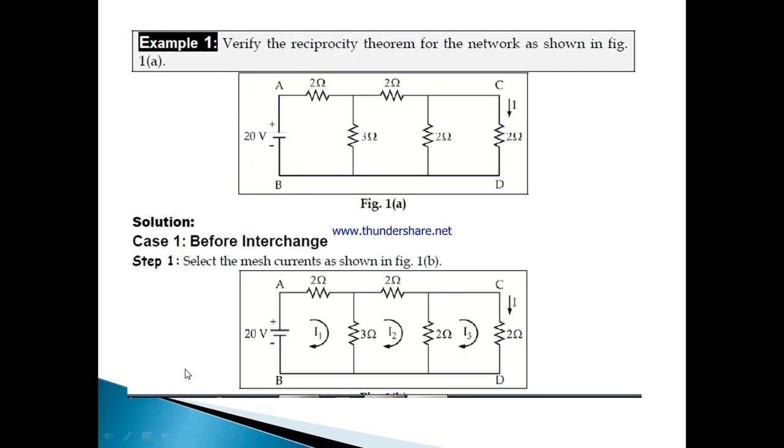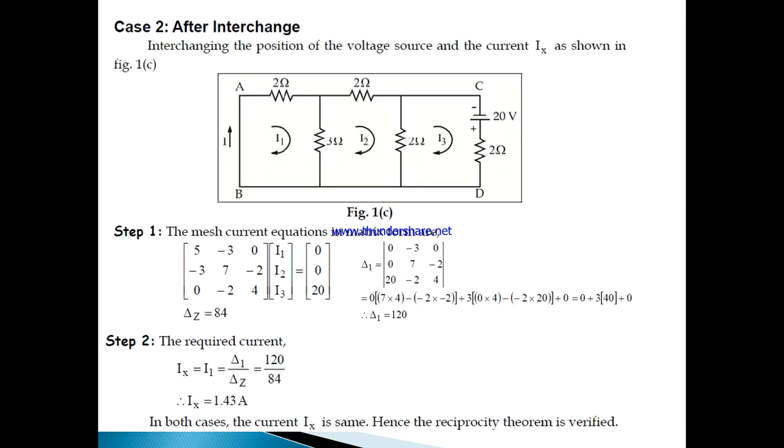So in the first case, we should keep the source and response positions the same, find the response value, and after that find the ratio, that is source and response, treated as expression 1. After interchanging source and response, we already know the source value, so we should find the response in case 2. After finding the response, again take the ratio of source and response, and consider it as expression 2. If expression 1 equals expression 2, then the reciprocity theorem statement is verified. I hope everybody understood this concept.